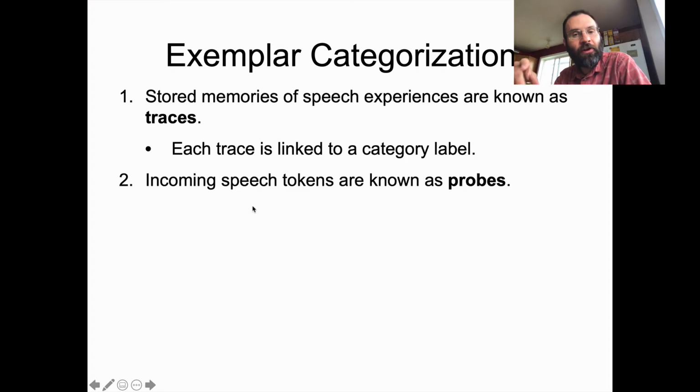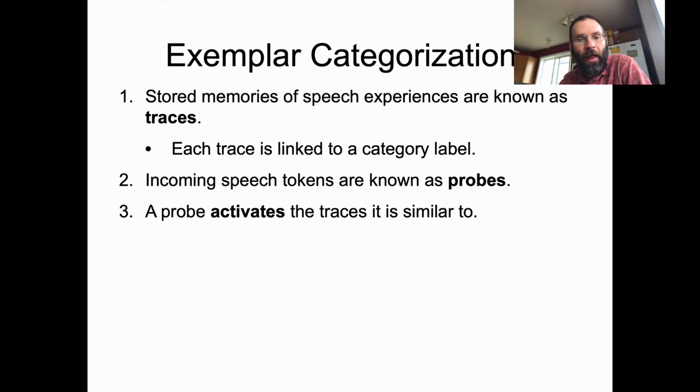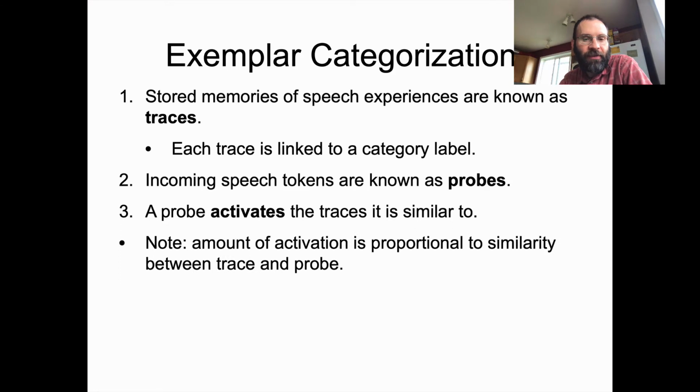These incoming speech tokens, the things that we have to figure out how to categorize, are known as probes. A probe will activate the traces in memory that it is similar to, and this activation is going to be proportional to the similarity between the trace and the probe. I'm going to show you an example on the next slide of what this might look like graphically using the Peterson and Barney data. But basically the important part here is similarity between trace and probe. That's how we're going to do the categorization process. So that's going to provide the foundation for the categorization process.